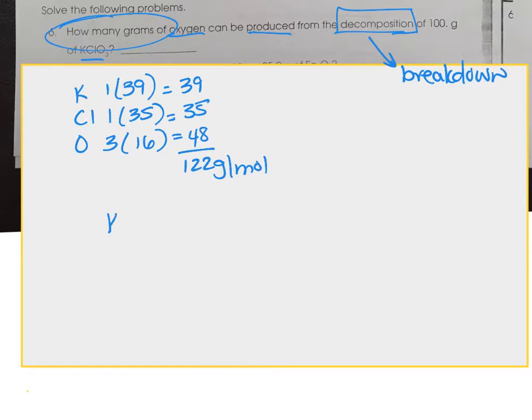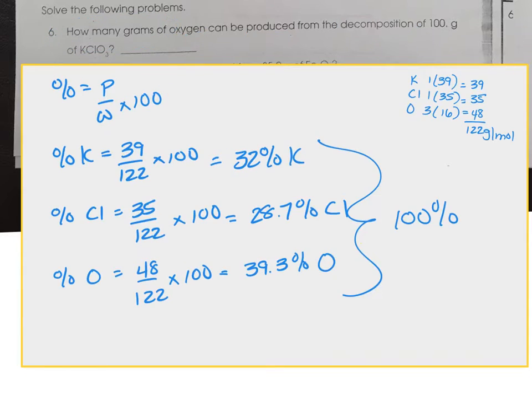It's going to break down into potassium, chlorine, and oxygen. So we're going to figure out what percent of this is going to be potassium, what percent is going to be chlorine, and what percent is going to be oxygen. Okay, so I went ahead and I calculated the percentages for each of those parts that I just showed you, the potassium, the chlorine, and the oxygen.